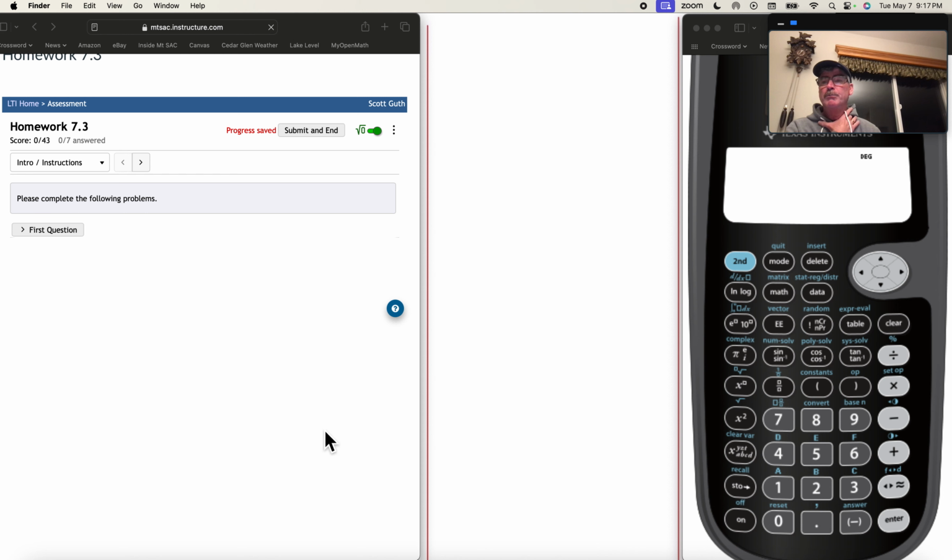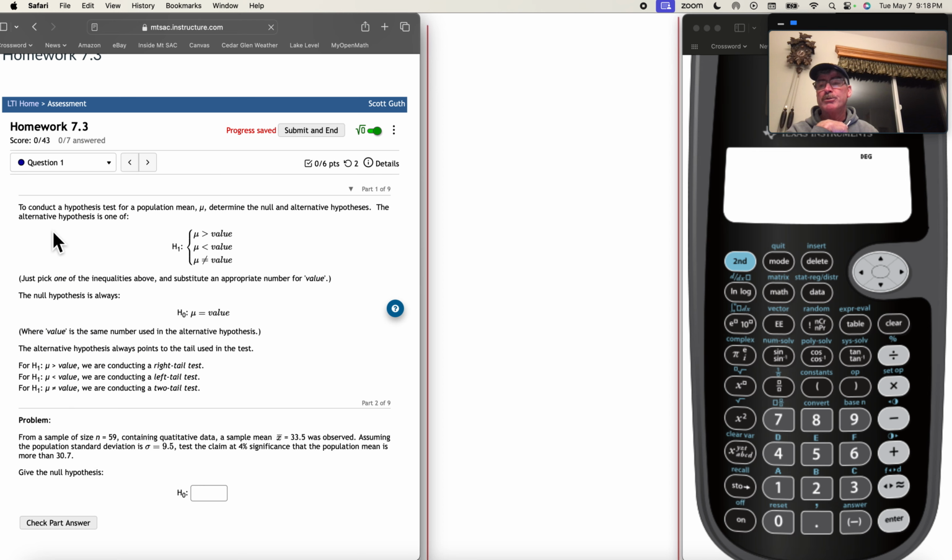Hey everybody, we're going to look at section 4.3. This is doing hypothesis tests for a population mean when the population standard deviation is known. Okay, so we're going to jump right in. I think we'll do the first and last question.